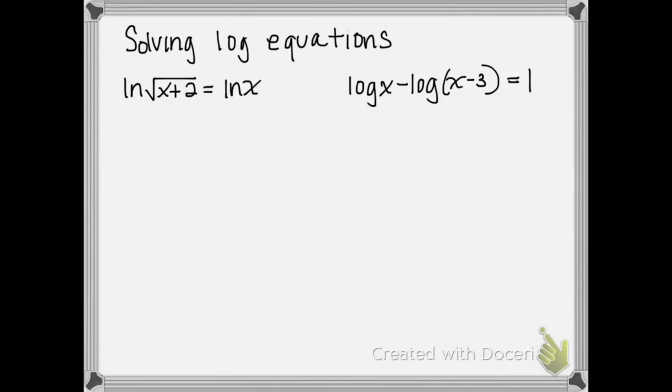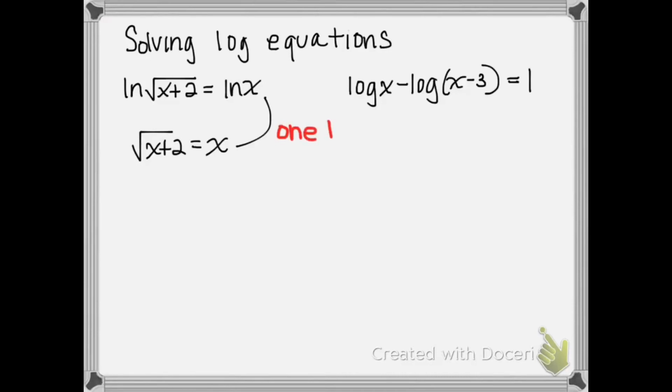And now I'm going to look at solving log equations. This first one is simply applying the one-to-one property. The one-to-one property says that if I've got the log of something equal to the log of something, those two somethings have to be equal. So I'm going to be able to say here that rad x plus 2 is equal to x. I used the one-to-one property.